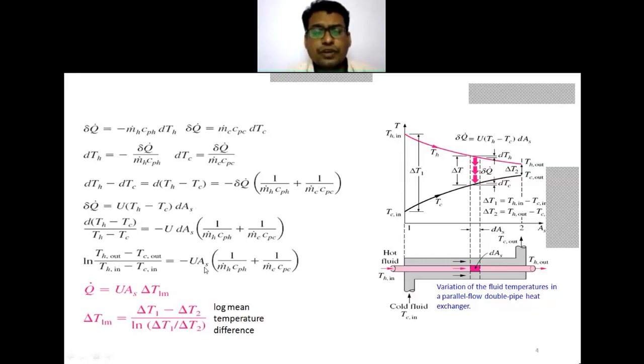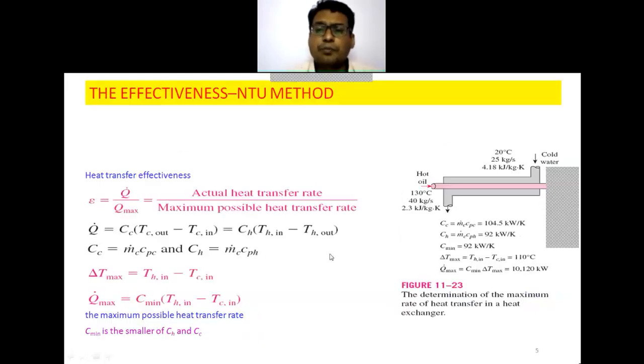So these equations are equated and you get this simplified equation by taking the ln. The differential term will go out, and this is ln of Th out minus Tc out upon Th in minus Tc in, which is equal to U, the overall heat transfer coefficient, times the surface area for heat exchange, times 1 upon mh Cph plus 1 upon mc Cpc. So this equation is important.